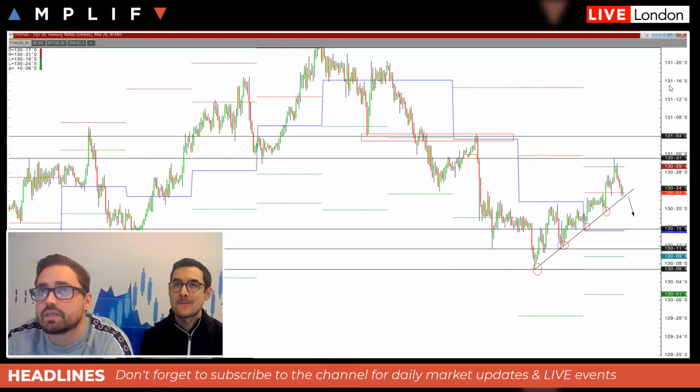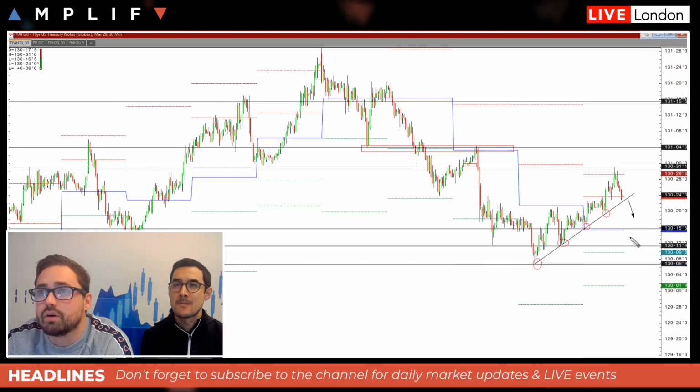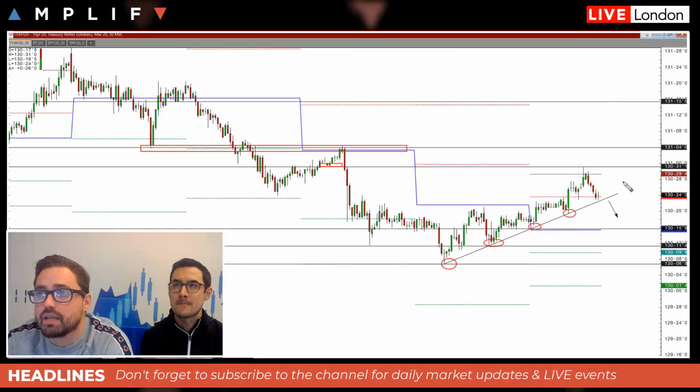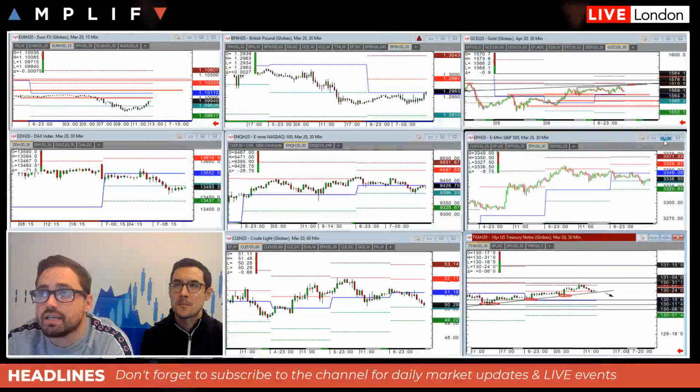Another couple of levels above and below to keep a watch on. I'll be interested here to see if we do have a strong dollar, where this goes. A market that will probably be more tricky to trade.